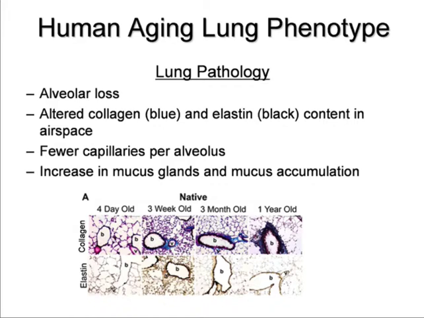Other findings in the aging lung include a reduction in the microvasculature or the capillary bed and an increase in airway mucus glands. This latter finding may contribute to the altered mucociliary clearance with aging.